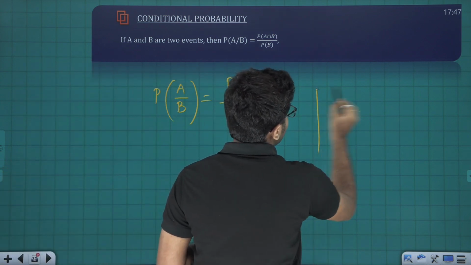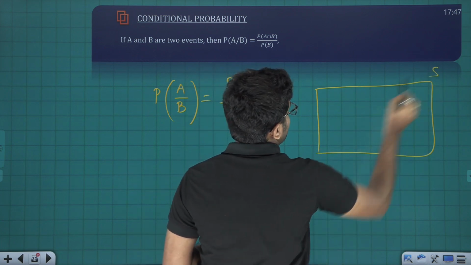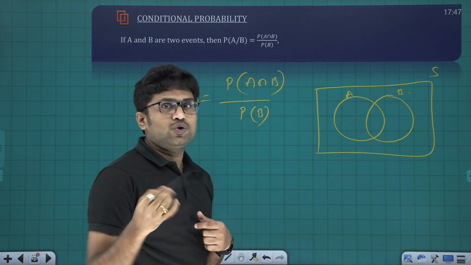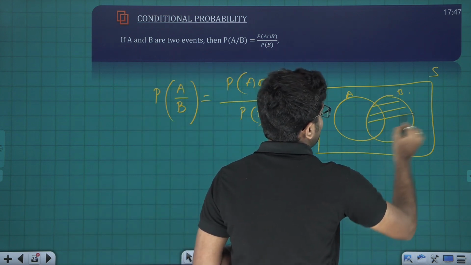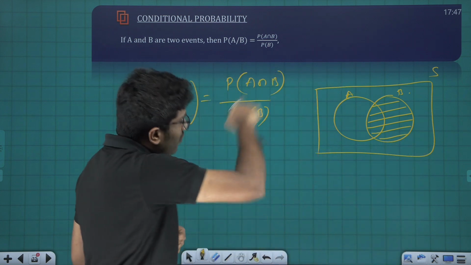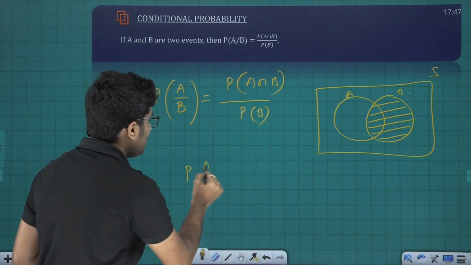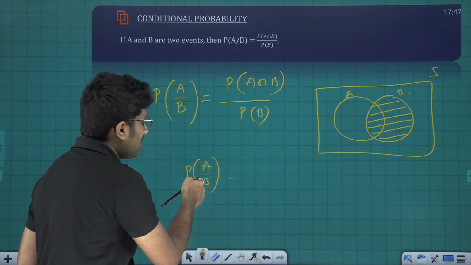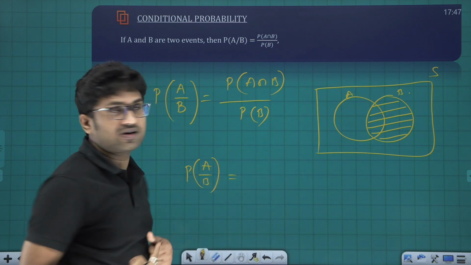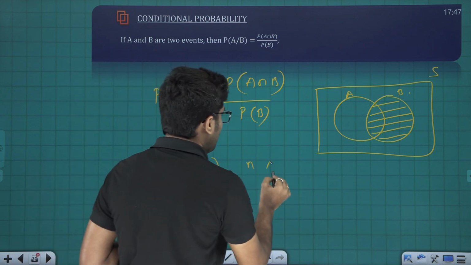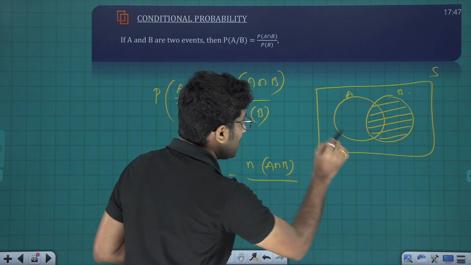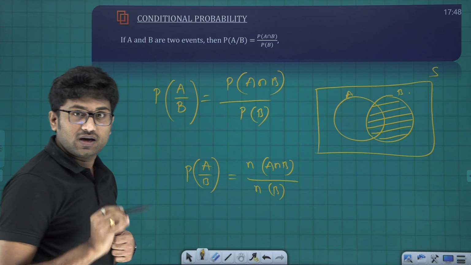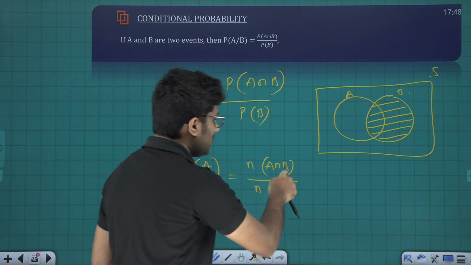Suppose, let's say, a Venn diagram, sample space S, set A, set B, or event A, event B. When you know B has already occurred, that means this portion has already occurred. So P of A given B means probability of occurrence of A when B has already occurred. When B has already occurred, how much portion of A has occurred now? This is nothing but N of A intersection B divided by the sample space for that, which will be N of B. Are you getting me, friends?